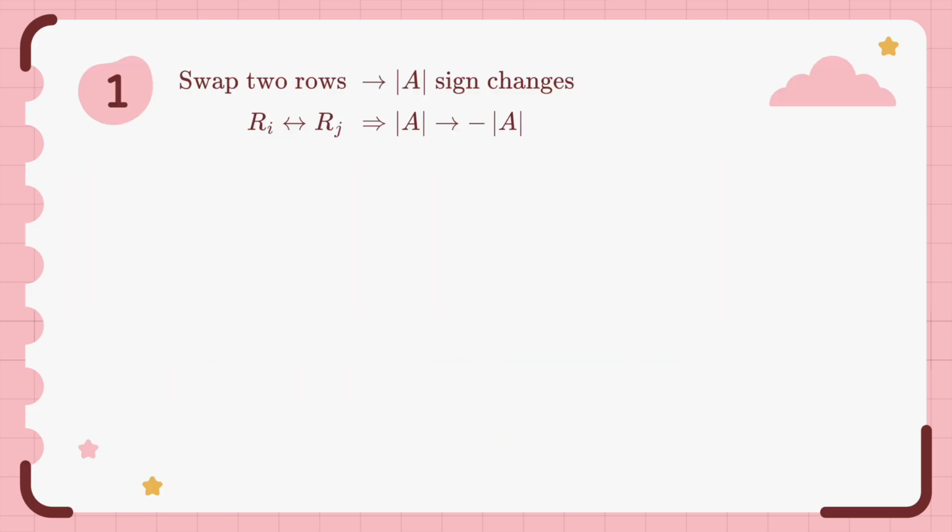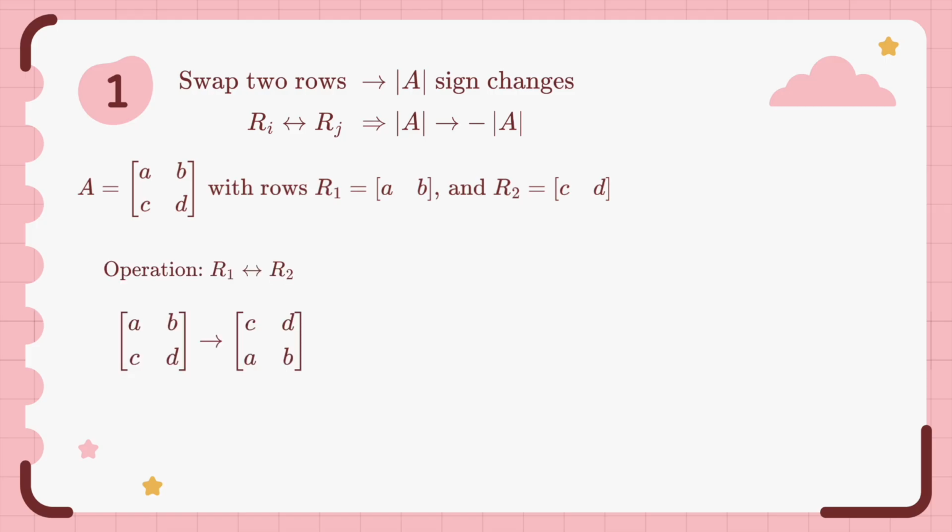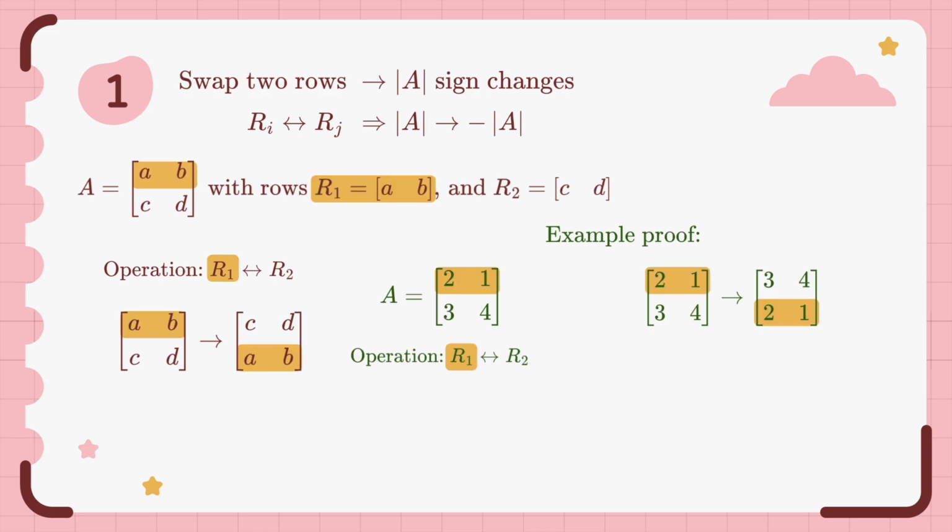Rule 1. If you swap two rows, the determinant sign changes. So for a general 2x2 matrix A, with row 1 as A and B, and row 2 as C and D, and the operation being swapping rows 1 and 2, the new matrix becomes C D on top and A B on the bottom. Let's look at an example using the same operation where we swap row 1 and 2.